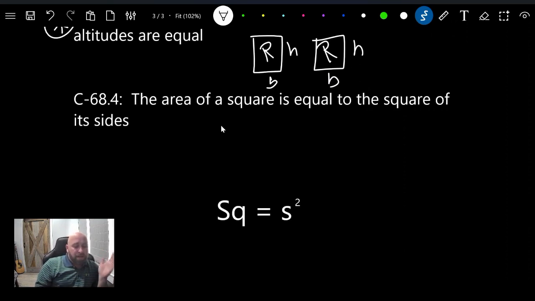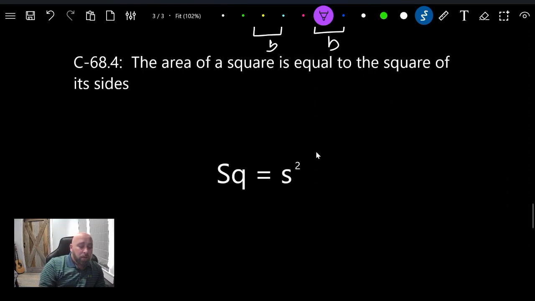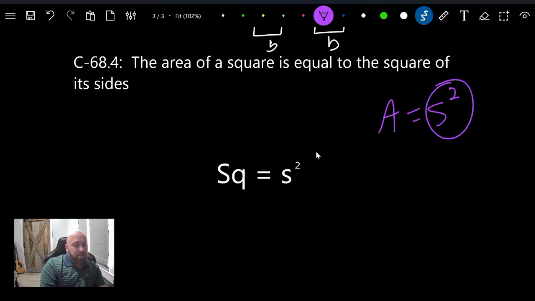All right, 68.4. The area of a square is equivalent to the square of its side. Again, this should be something that you remember from grade school. You probably learned A equals S squared, or A equals S times S. So really this stays the same. The only difference here is that now in geometry the A becomes a capital SQ. So just make sure you remember with the square, you actually use the SQ, not just the S. It avoids confusion with other shapes and with the small s itself. So SQ equals S squared.